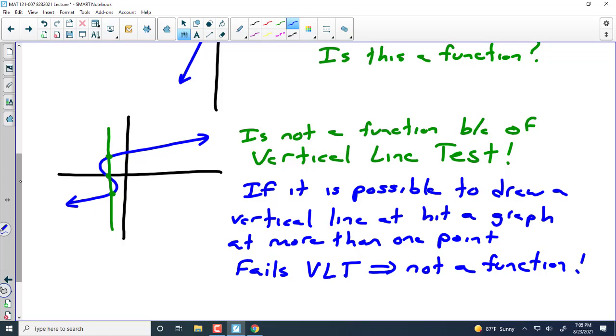Now someone might say to me, Steve, looks like a function to me, that vertical line only hits it once. Well, that's one vertical line. We need to see, is it possible for someone else, anyone, to draw a vertical line and hit it in more than one spot? And if they can do that, then this is not a function.